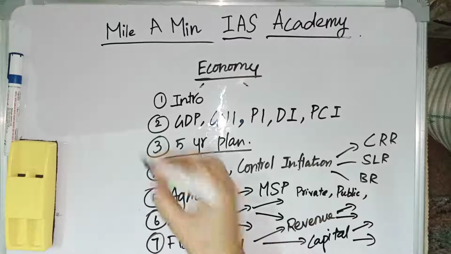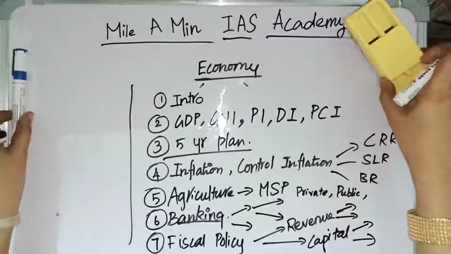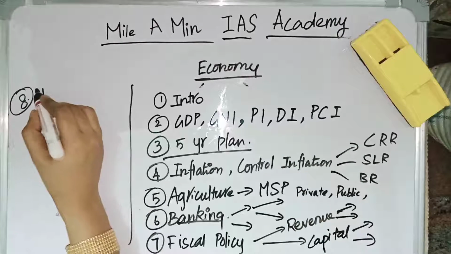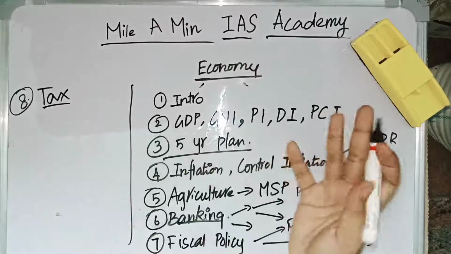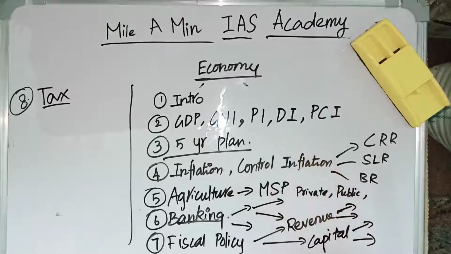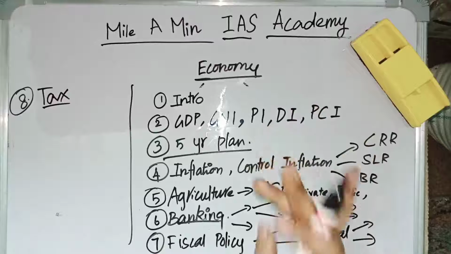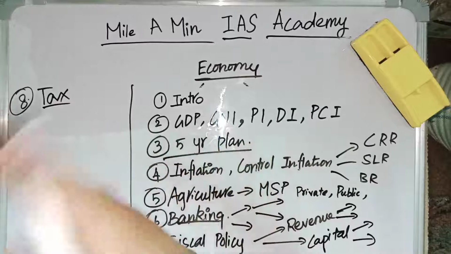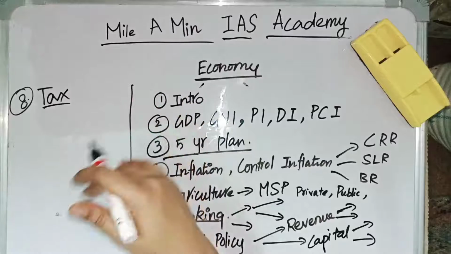And after that we have the eighth one, tax. In tax we have progressive tax, regressive tax, proportional tax, and in another way we can say we have direct tax as well as indirect tax. We will be seeing what is progressive tax, what is regressive tax, what is proportional tax. We will also be seeing direct tax as well as indirect tax.